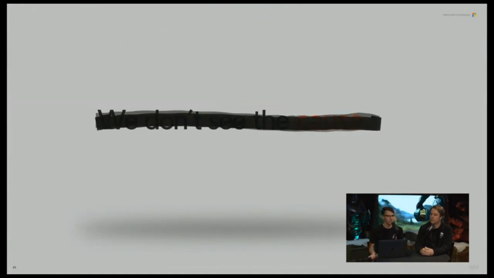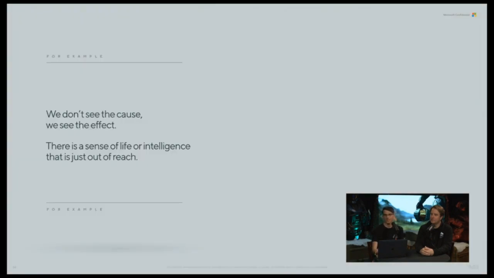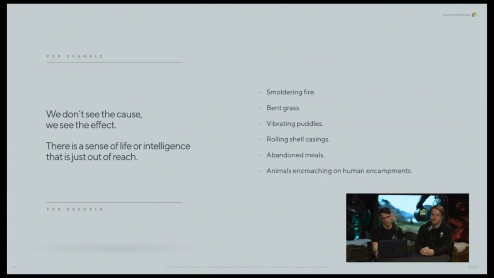I just said this, but here's a fancy graphic that says exactly that. So there's this sense of life or intelligence that's just out of reach. As you arrive at the shot, you're seeing a smoldering fire, eliciting a sense of life that you're not seeing, or bent grass, or vibrating puddles, or rolling shell casings, or abandoned meals, or animals encroaching on human encampments, or the sea reclaiming a warthog. Some of these got into the trailer, some of them didn't. It was more just a conversation starter.